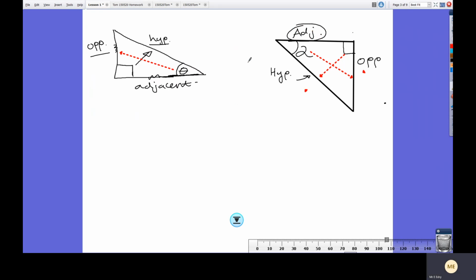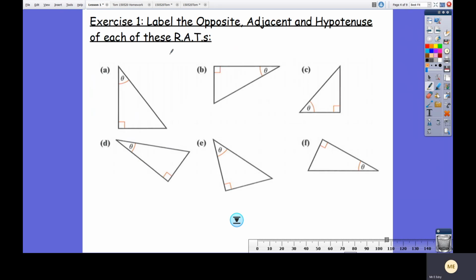So hopefully it should be quite clear how we label triangles, which is one of our main learning objectives today. So I'm going to give you an exercise to have a go at. I'd like us to label the opposite, adjacent, and hypotenuse of each of these right angle triangles. And if you remember, really, we should label the hypotenuse first, then the opposite, and then the adjacent. It's just the easiest way of doing it. So if you want to pause the video now, have a go at the exercise, and then when you resume the video, we'll go over the answers.